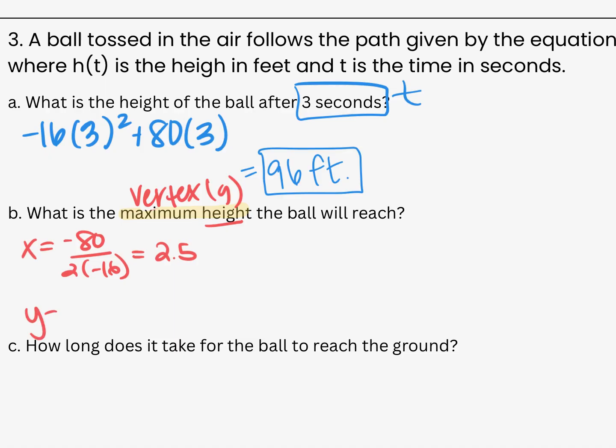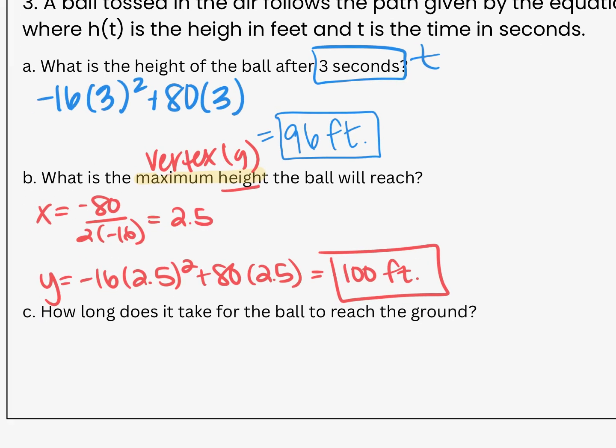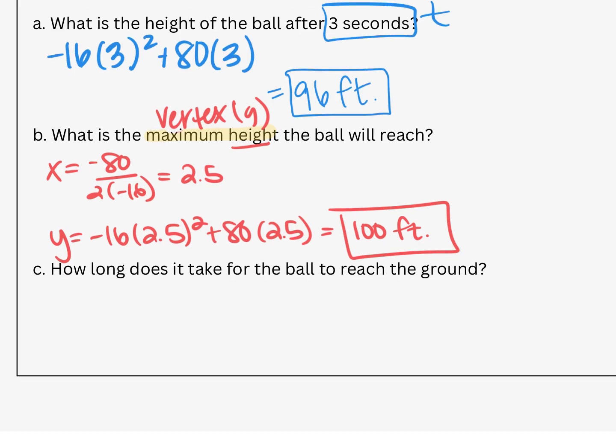To figure out what the maximum height is, we're going to plug in that 2.5. And again, this is just a calculator problem. We should get 100 feet. So 100 feet is its maximum height. Last part, how long does it take for the ball to reach the ground? If it says reach the ground, what we're looking for there is the x-intercept.